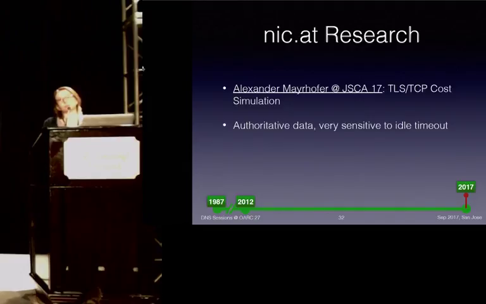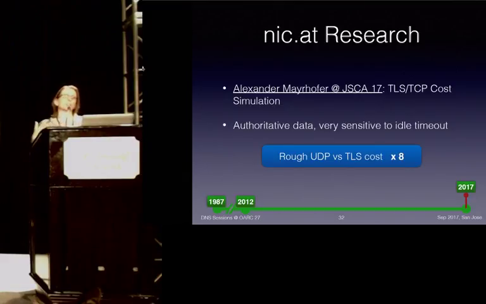Alexander Meyerhoff also mentioned at the last OARC some work he'd been doing, and this is a link to that work. It was a very finger-in-the-air simulation that he did with some authoritative data. As you would expect, he found it was very sensitive to the idle timeout. But the number he came up with, as a very rough estimate, was that switching completely all your traffic from UDP to TLS would have a rough ballpark cost of about ×8.